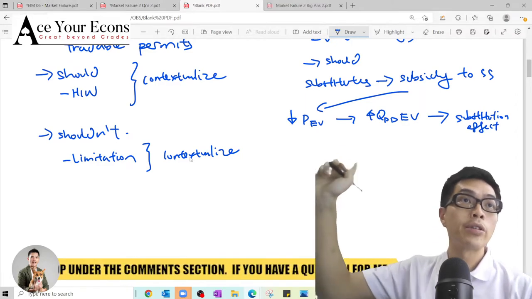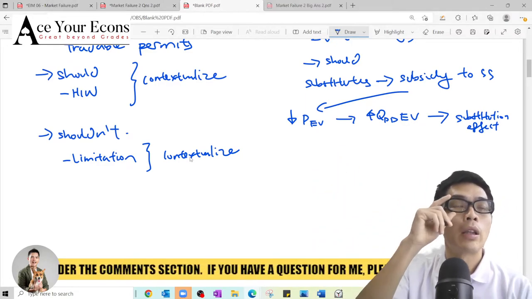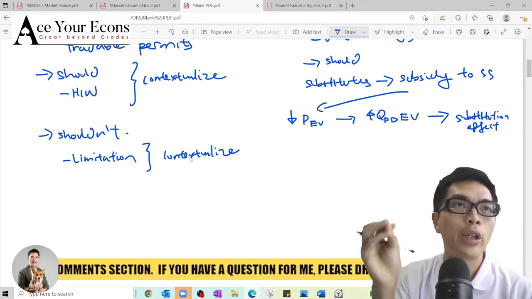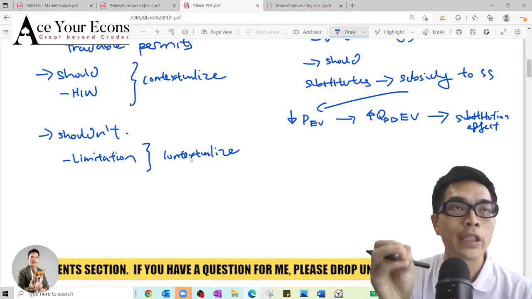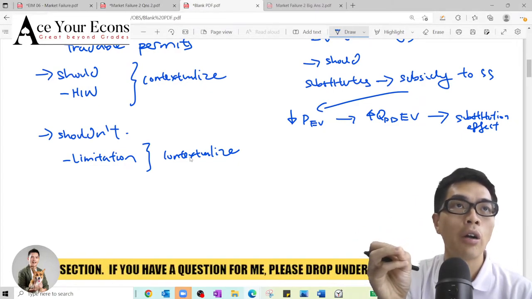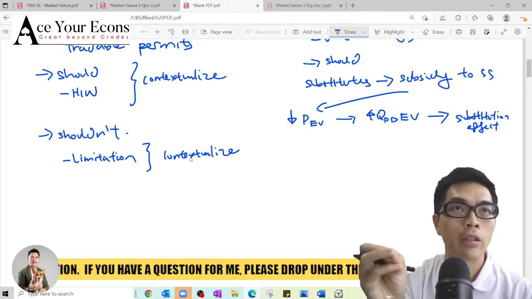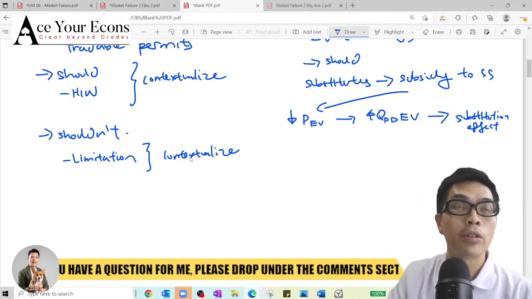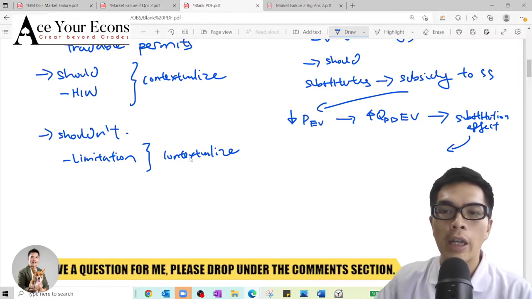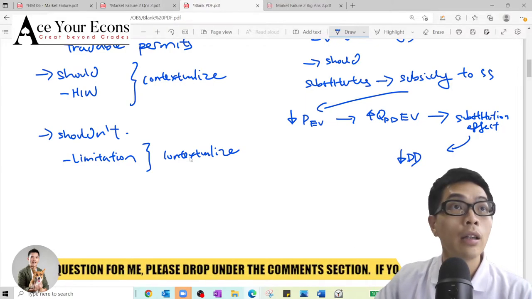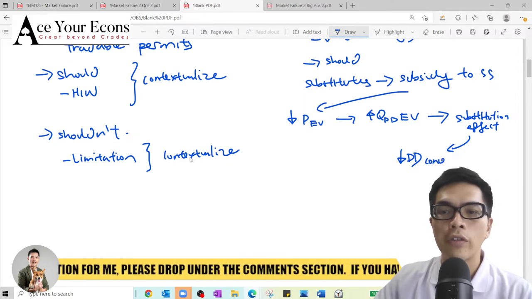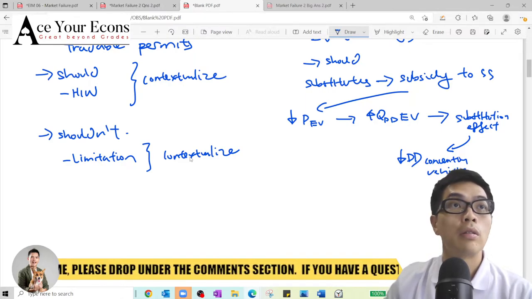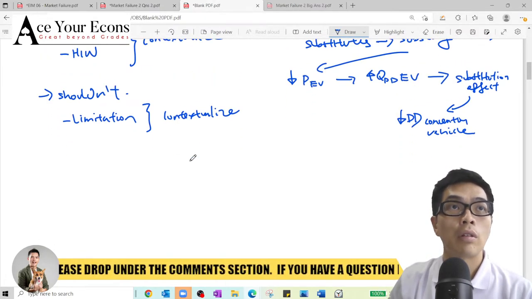So the substitution effect will affect what? Remember, the primary focus of carbon footprint and carbon emission is because of the consumption of combustion vehicles, or internal combustion engine vehicles. So with a substitution effect, this will lead to a fall in demand for conventional vehicles. Are you all following me?